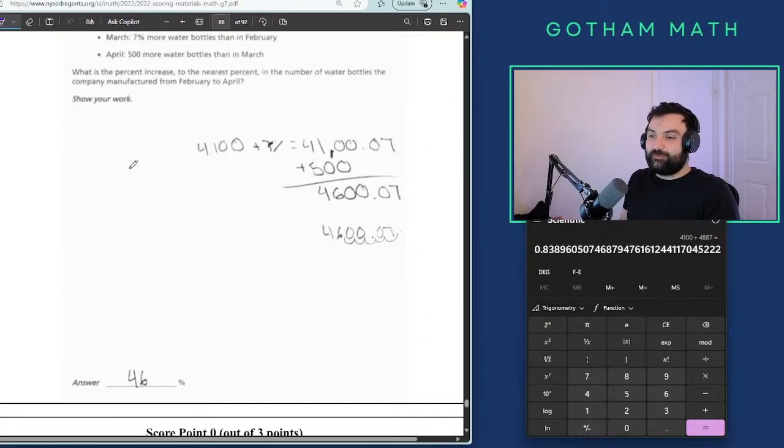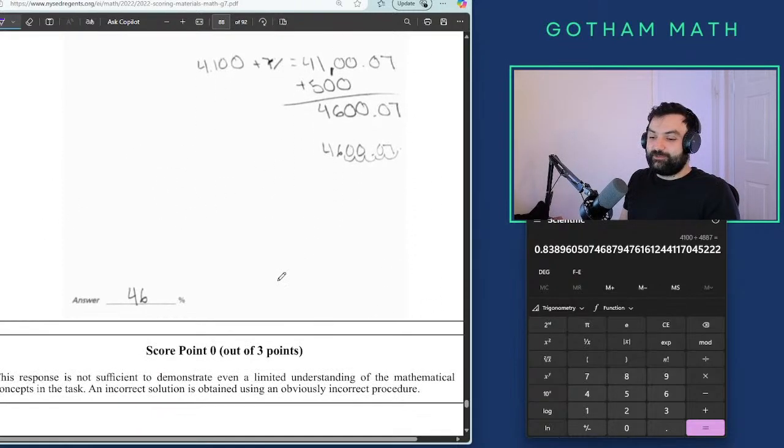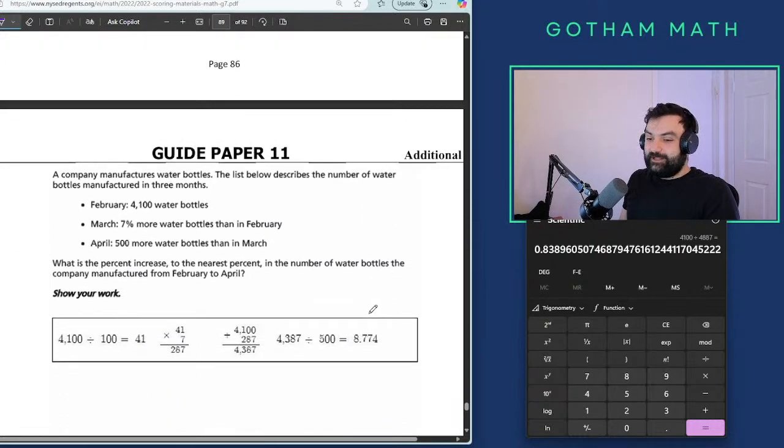There's just a couple of moves that don't lead you to the answer. You get a 0, and divide by 100, get 41. Then for some reason we're gonna multiply 41 times 7. Oh, we actually do get it. Nice. We add. Ooh, got March correct. Why divided by 500 though? It says April 500 more, and it asks us how many 500 more manufactured. Just do February to April. Just do this. And then go further.